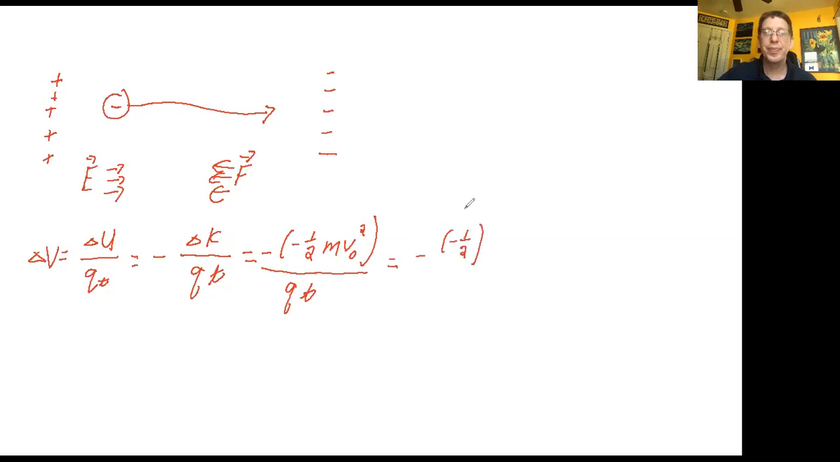And so you have negative 1/2 the mass of the electron, and if you don't know this, I'll tell you that. That's 9.11 times 10 to the negative 31 kilograms. We are told that the velocity initially is 5.0 times 10 to the 5 meters per second.